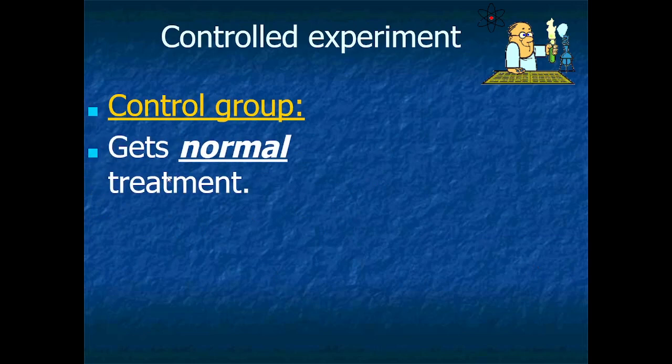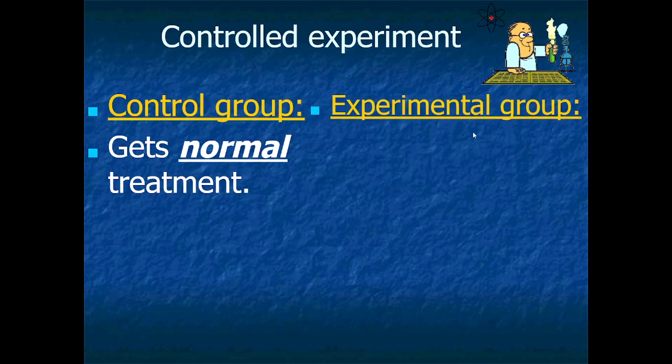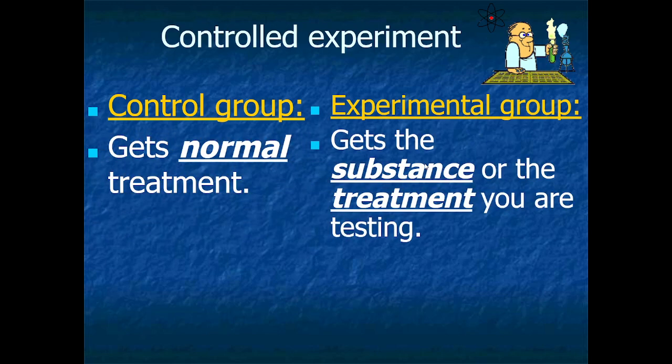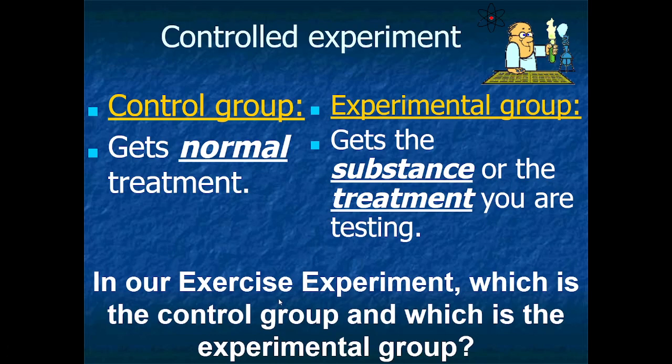So the control group, it gets normal treatment, meaning no exercise and it's just the regular heart rate. Our experimental group gets the substance or the treatment you are testing. So in this situation, the experimental group would be doing the exercise. In our exercise experiment, which is the control group and which is the experimental group?